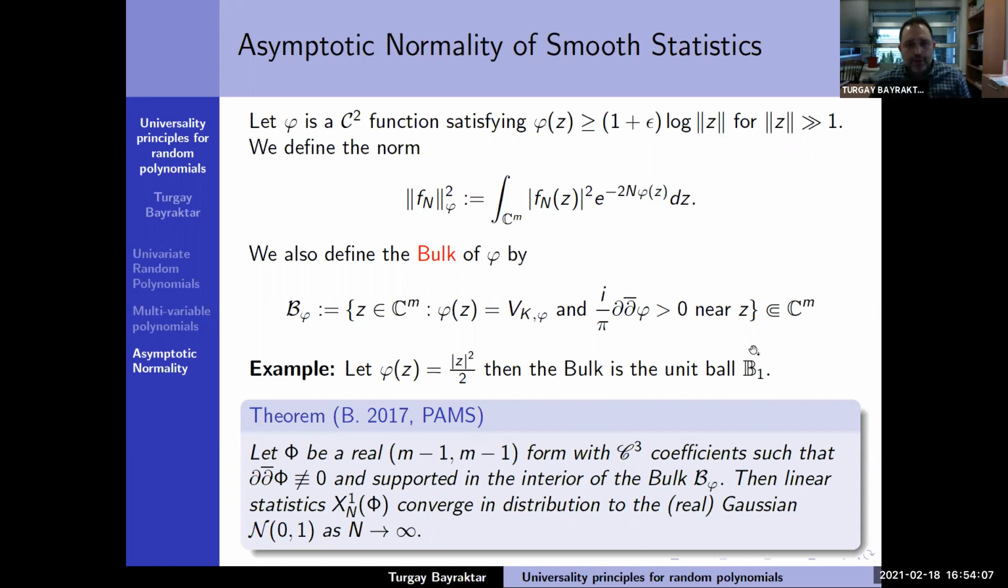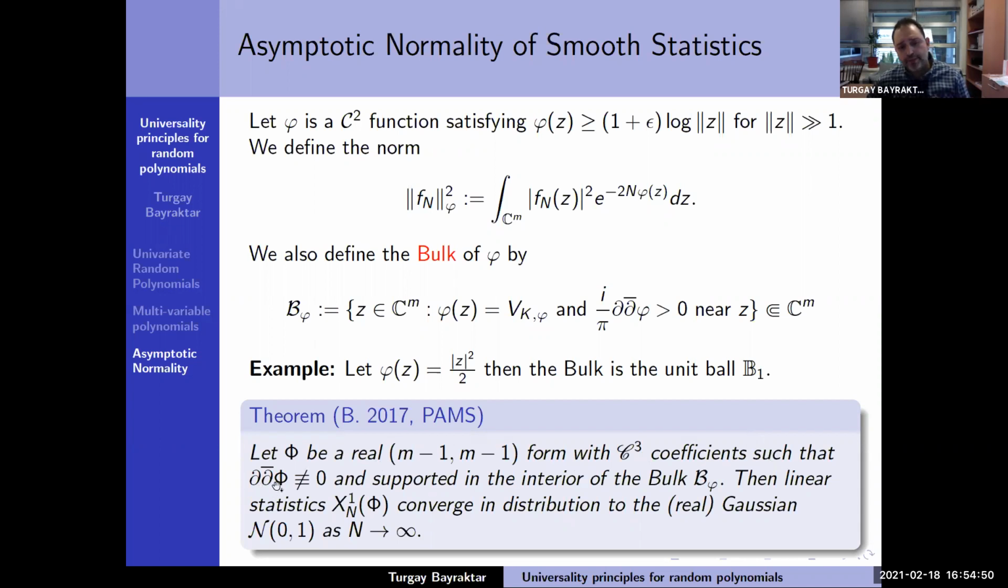Maybe a few words in connection with the global universality result. One can prove that in such a setting, the zeros of complex random polynomials accumulate in or near the bulk. So you expect that everything is accumulating around the bulk, and now you take an (m-1,m-1)-form, which you can integrate over the zero locus of a random polynomial. I'm assuming that this form has C3 coefficients, so it's smooth enough. Just take a test form, C infinity, that's enough for me.